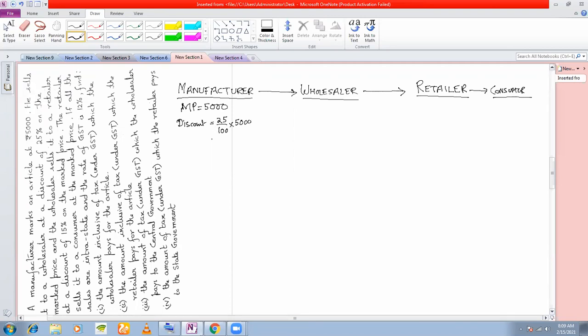So that comes to 1,250. So therefore, what is the selling price? Selling price is mark price minus discount. So 5,000 minus 1,250, which is 3,750. We've got the selling price of the manufacturer.